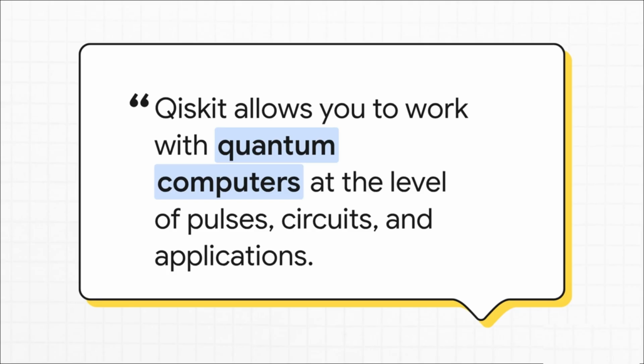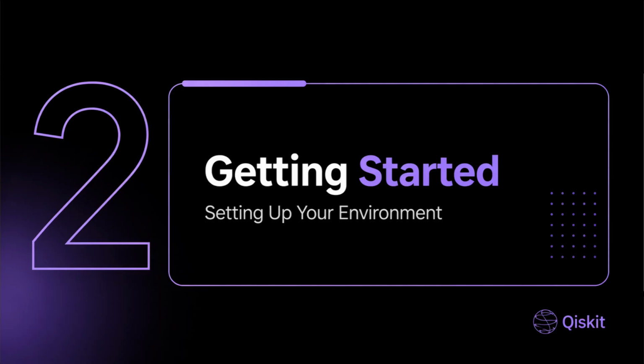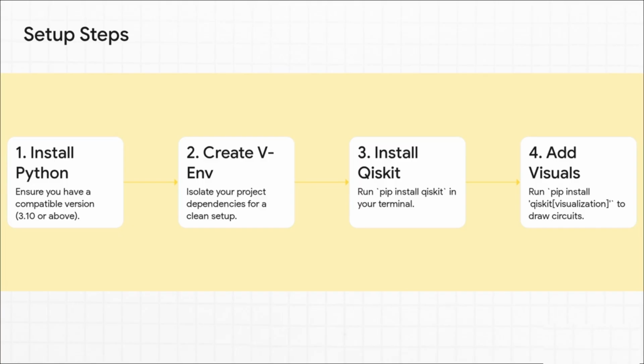So theory is great and all, but let's be real, we're here to get our hands dirty. So the first practical step is to get your own quantum development environment all set up and ready to go. Getting started is surprisingly simple. First, you make sure you have a recent version of Python. Then, trust me on this, it's a best practice for any Python project. Create a virtual environment. It just keeps everything from your project nice and tidy. Once it's activated, a quick pip install qiskit does pretty much all the heavy lifting. Oh, and I would definitely run that second command to add visualization support. That's the part that lets you draw out those really cool circuit diagrams we're about to see.